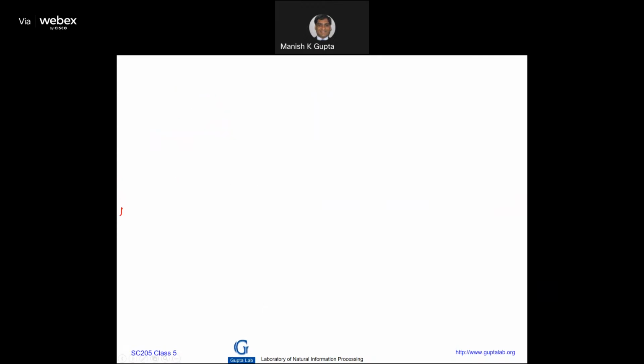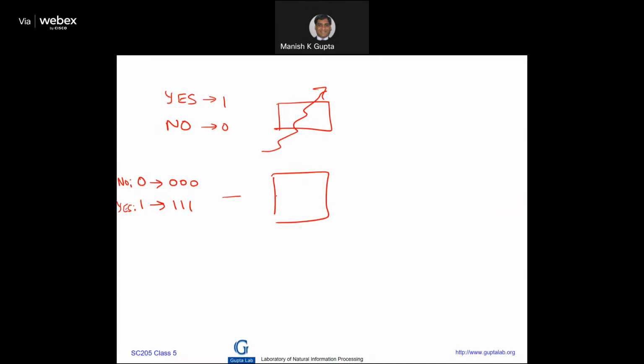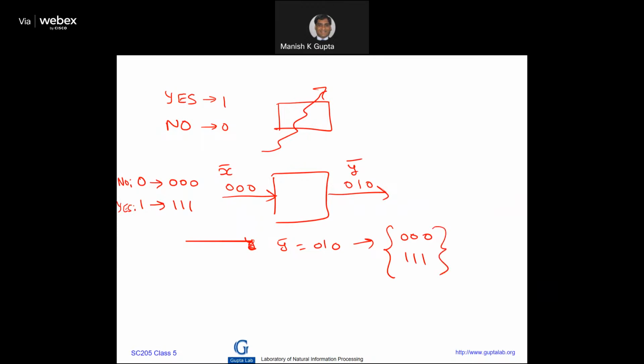Suppose I have sent 0, 0, 0, and I receive 0, 1, 0, the middle bit is corrupted. Now what? How do we correct? Suppose this is our vector x, this is vector y. I take y, which is 0, 1, 0, and I compare it with the candidates, because I know either 0, 0, 0 was sent or 1, 1, 1 was sent, right? I want to check which one was sent.